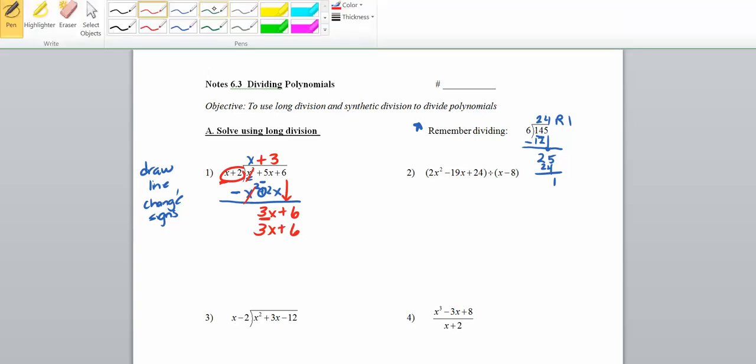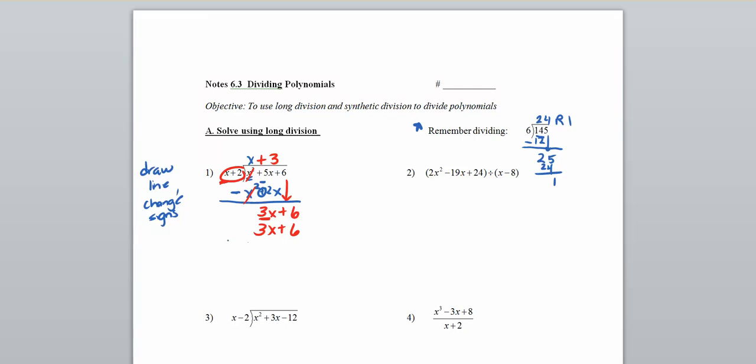Now, if I draw my line and change my signs, I change this to minus, and change the plus to a minus. These cancel, and I don't have any remainder. So my answer would be x plus 3, right? That's the polynomial that results if I divide x squared plus 5x plus 6 by x plus 2. This would be my solution. And because it divides evenly, this x plus 2 would be a factor of my dividend.